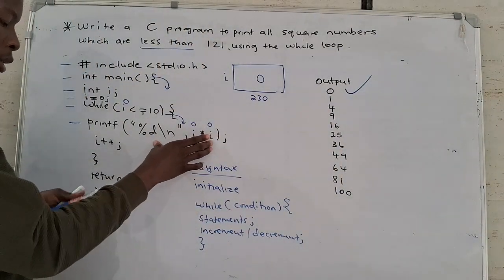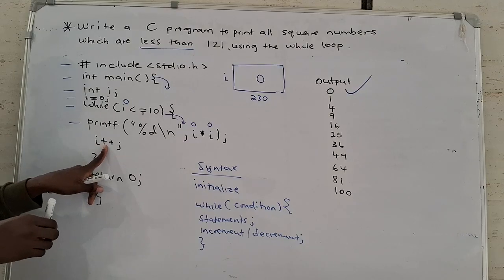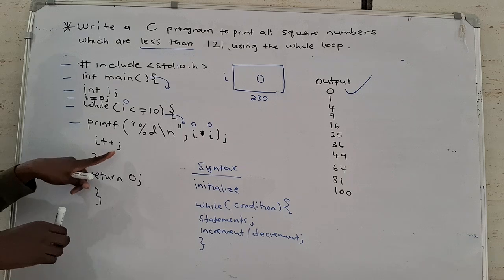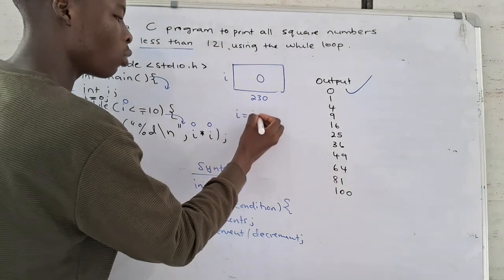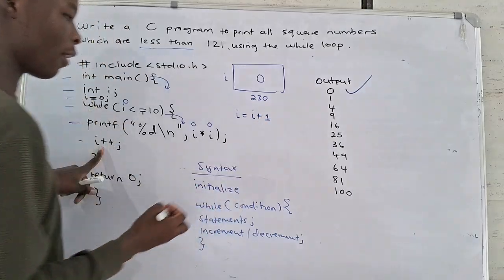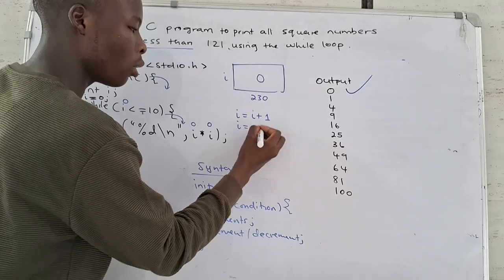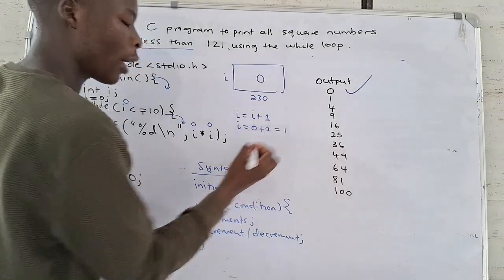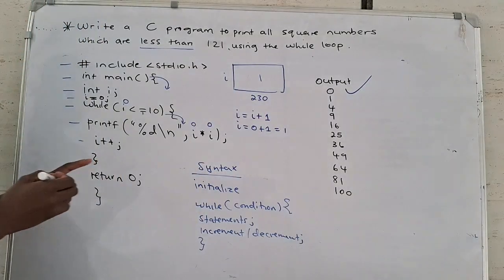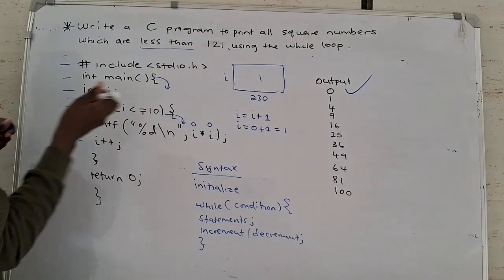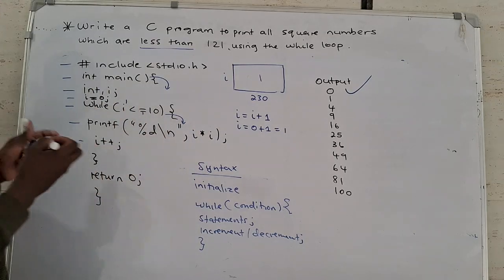After printing this 0, what is going to happen? The value of I is going to be incremented. What is the full expansion of this statement? This simply means I is equal to I plus 1. So here I is equal to, what is the value of I? This is 0 plus 1. Now what is the value of I? I is equal to 1. So this is going to disappear. Now I is 1.